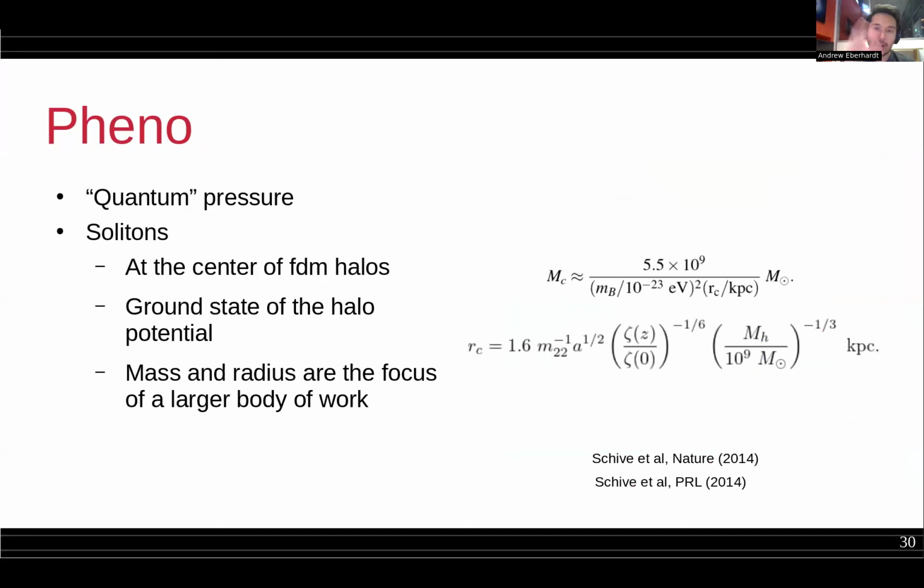But the mass and the radius of these cores has been the focus of a large amount of study. We know how they behave, but for these specific scaling relations, there's a little bit of debate in the literature, and it depends on how you set up the initial condition. This will end up being really important once we get to our constraint, because we will take the scaling relations derived from our full nonlinear field simulations and use them to make arguments about cores in galaxies we observe today shrinking.